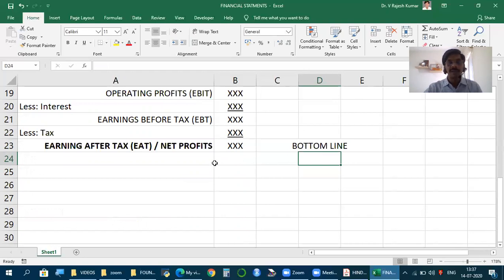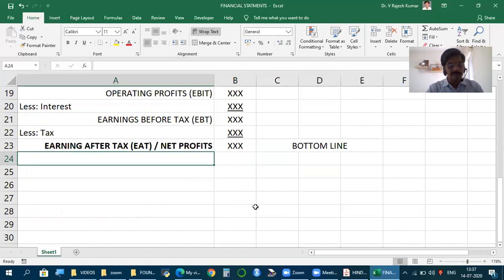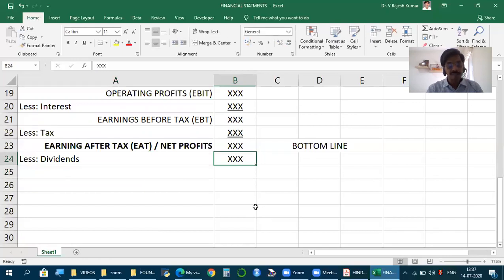But for analysis, we don't stop here. We go one step further. What is done with these profits? In any business entity, profits belong to owners. For a company, shareholders are the owners. But just because this belongs to owners, can the entire profits be given away to owners? No. So what will be done? A portion of this will be distributed among owners, which we call dividends. The remaining will be retained. So we also show that information, less dividends.